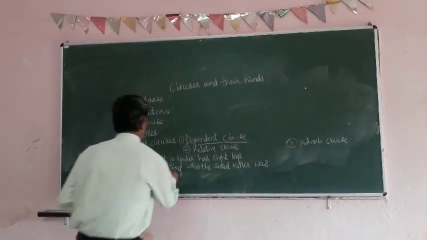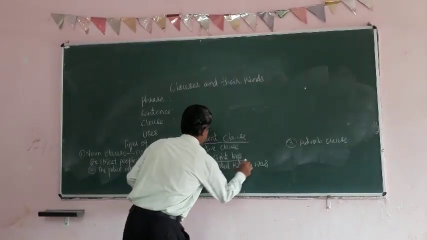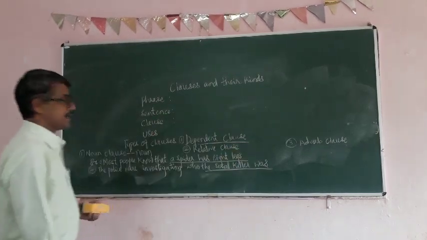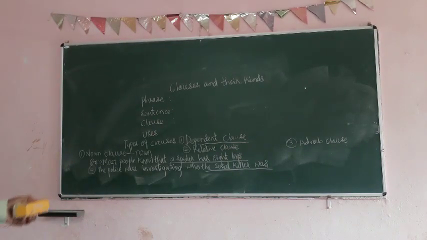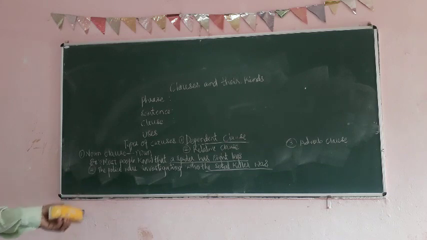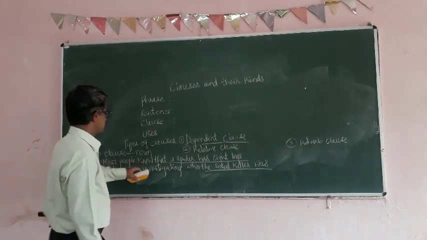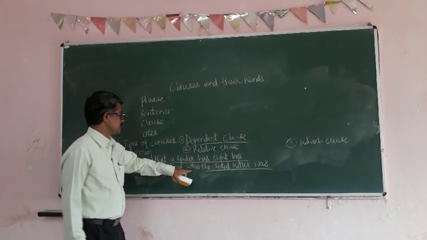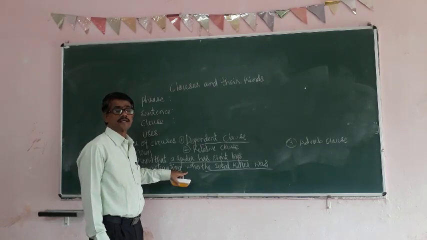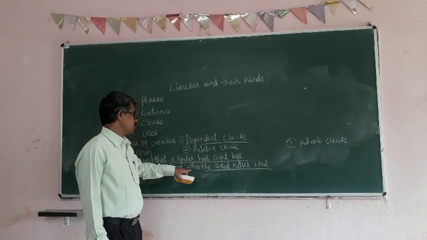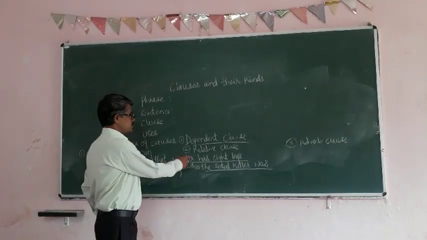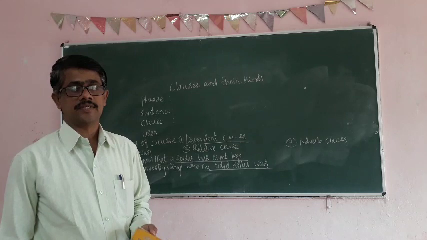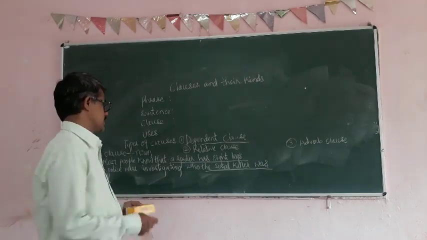Now, let me underline the noun clause here. The underlined parts of these 2 sentences indicate noun clauses. The first sentence begins with the subordinating conjunction that, and in the second sentence, the word connector who is used here. These 2 parts indicate noun clauses.